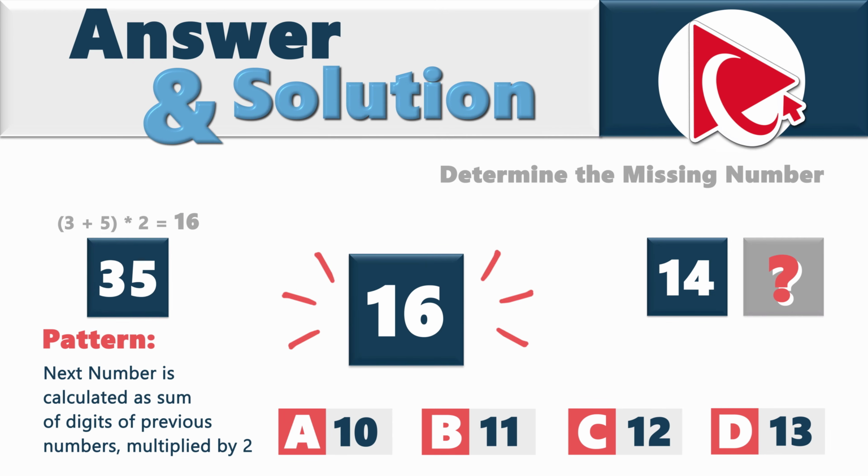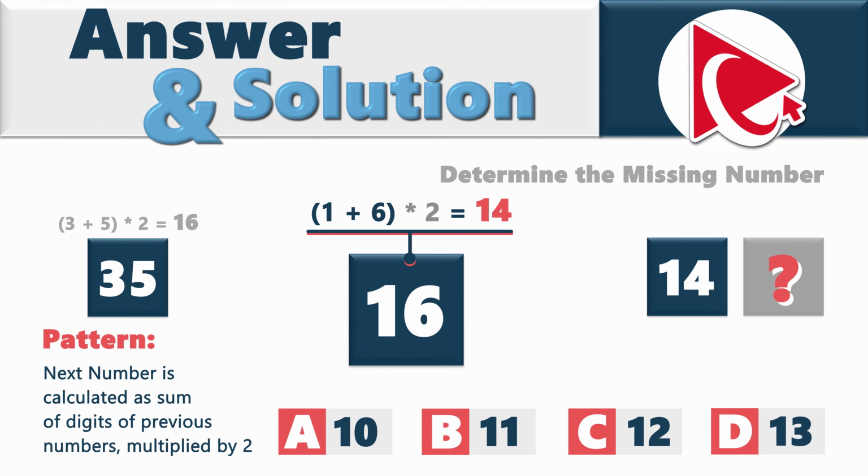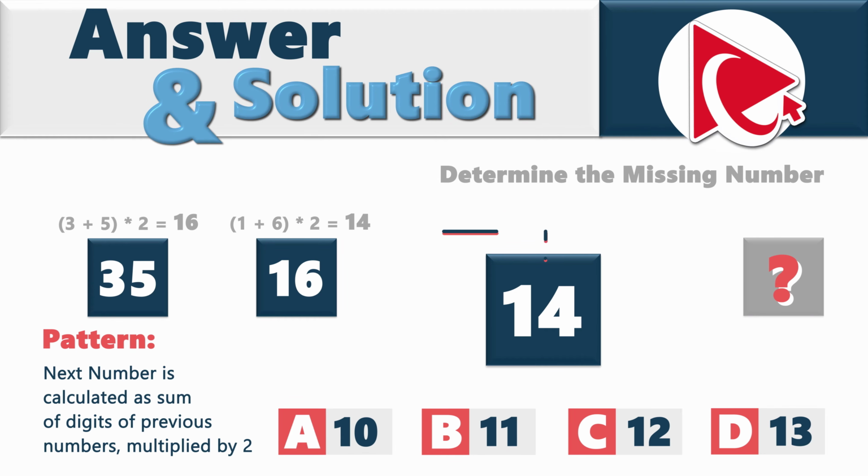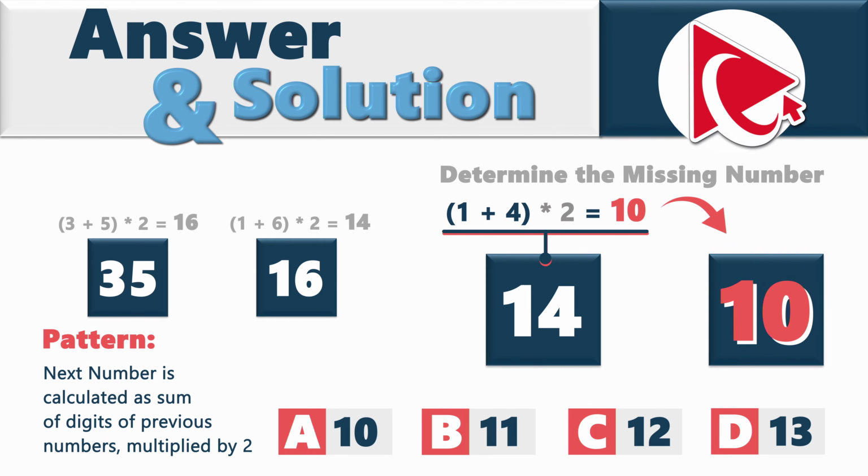Let's go to the next number so we can continue the sequence. 1 plus 6 equals 7, multiplied by 2 equals 14. So to calculate the missing number, we need to add 1 and 4 and multiply by 2. 5 multiplied by 2 equals 10, so the correct answer here is choice A, 10.